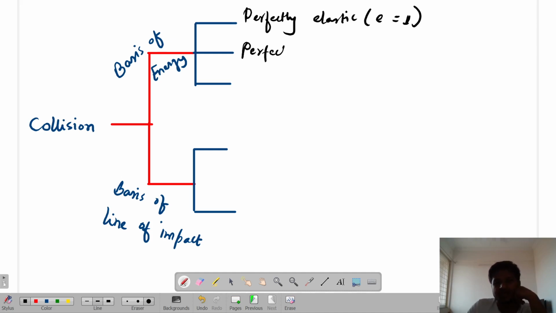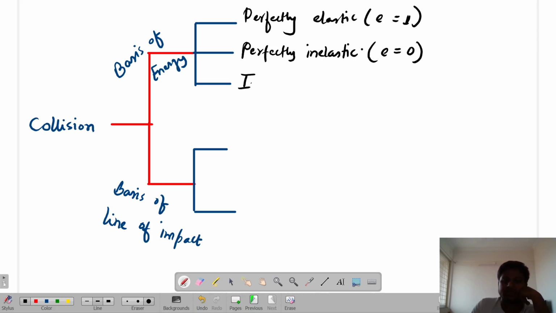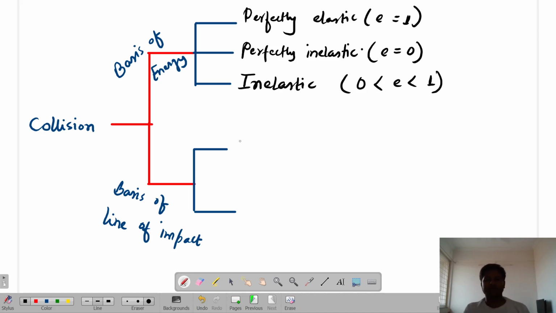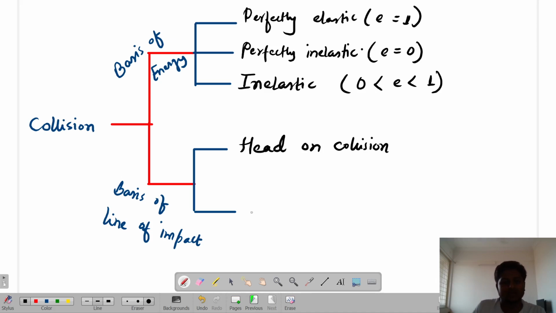Then there was perfectly inelastic, where the bodies used to stick together. That means e was equal to 0. And then there was inelastic collision, where e used to lie between 0 and 1. But on the basis of line of impact, we have two more collisions: head-on collision, and oblique collision. So we will look into the case of head-on collision with these three different types.